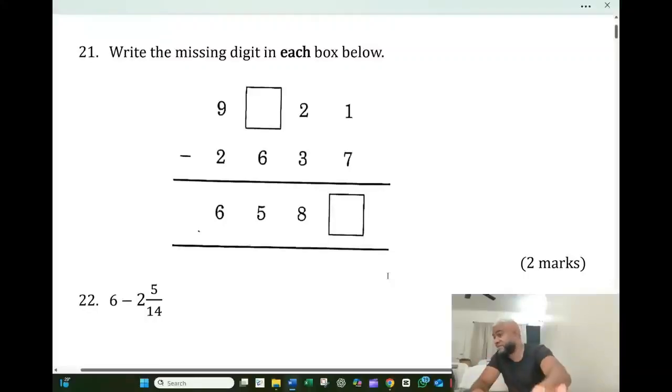If it's 2 marks, I'll give all of it, and then we'll correct it.